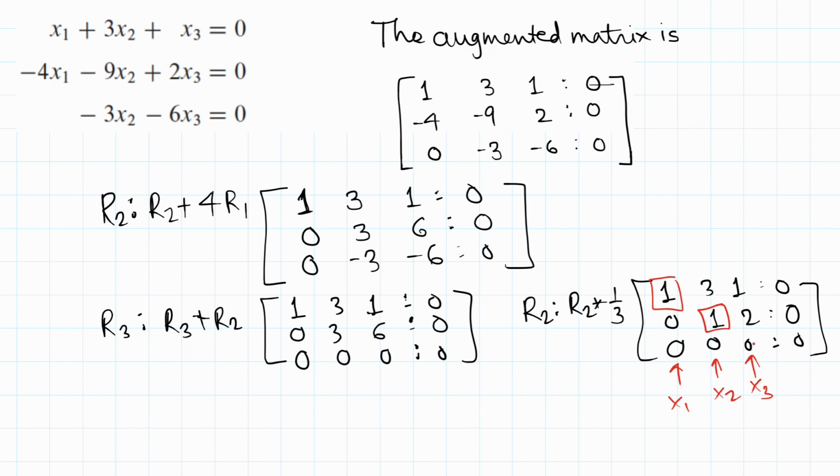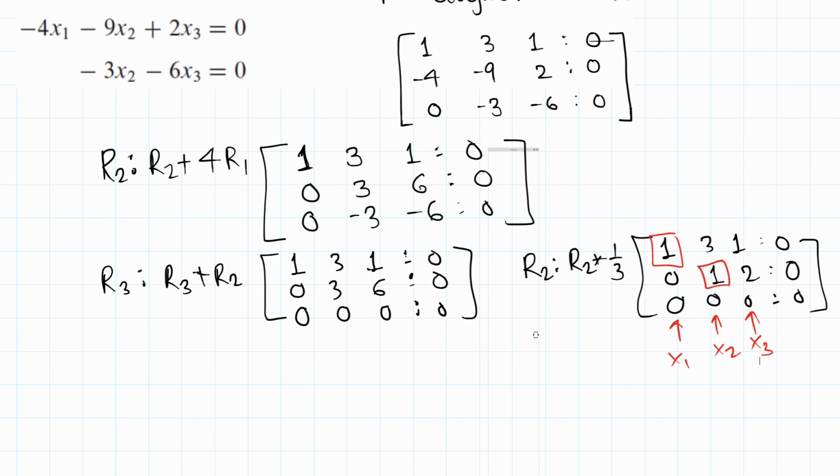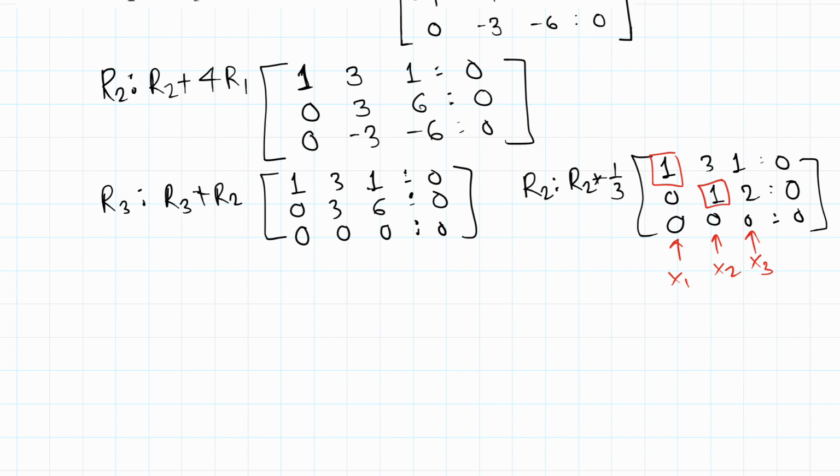Now there is no pivot in the third column. That means x3 is a free variable. So we have the following situation. x3 is free. We are coming here from the second row. This is 1 x2 plus 2 x3 equals 0. That means subtract 2 x3 from both sides, so x2 equals -2 x3. x3 is free, we don't have to do anything.